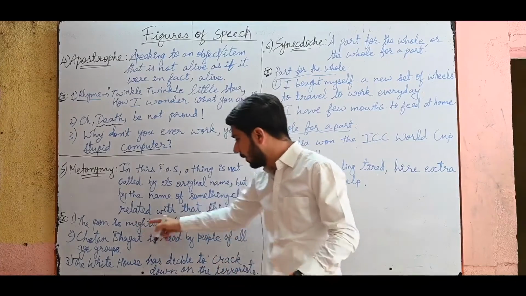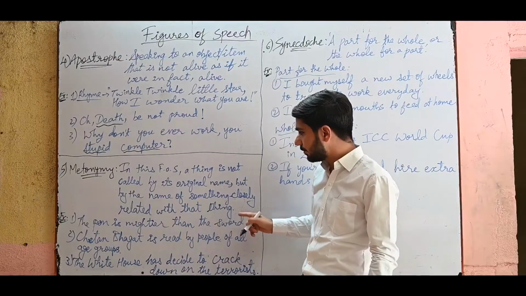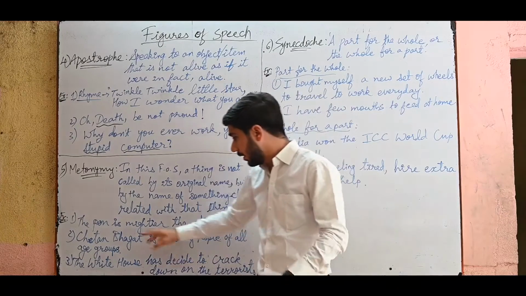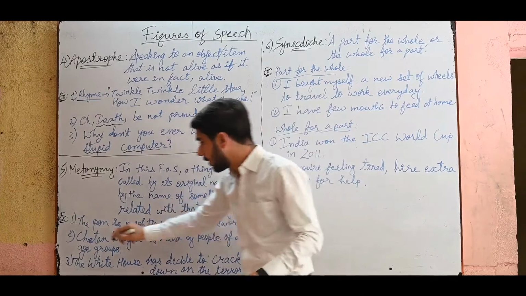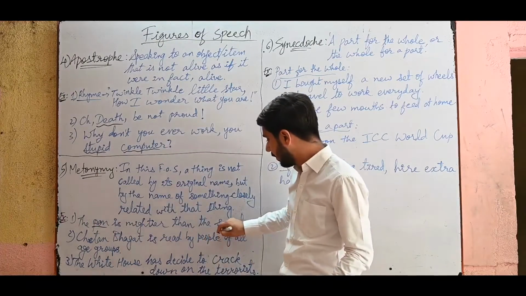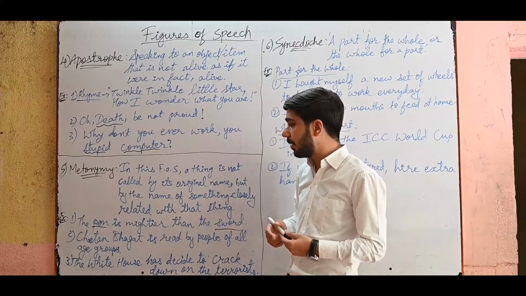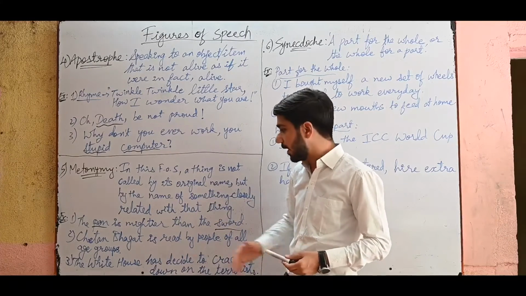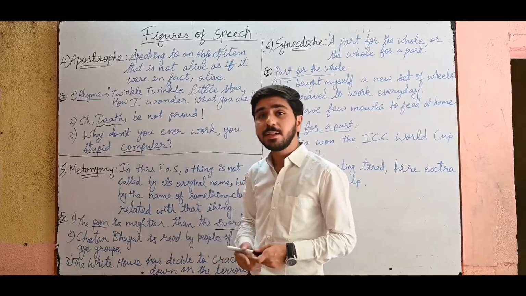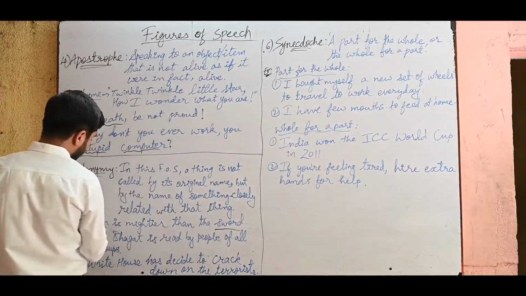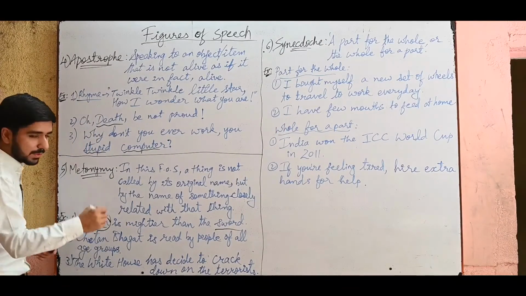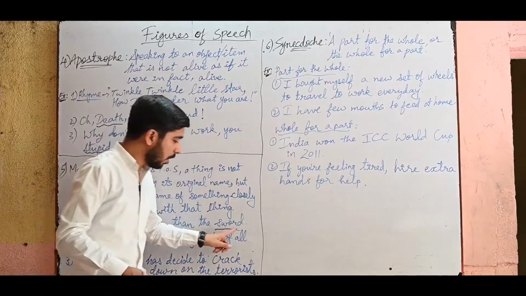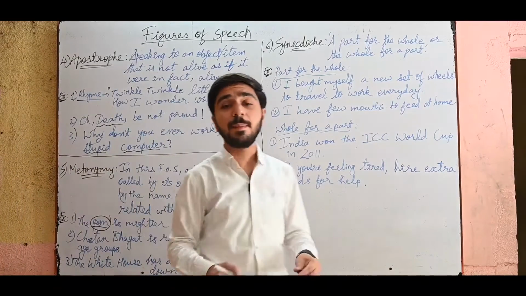See, the pen is mightier than the sword. Here, what is the meaning of the word pen and what is the meaning of the word sword? This is a very popular example of metonymy. Here, the pen means the written words, the words you write. And here, the sword describes the military power.